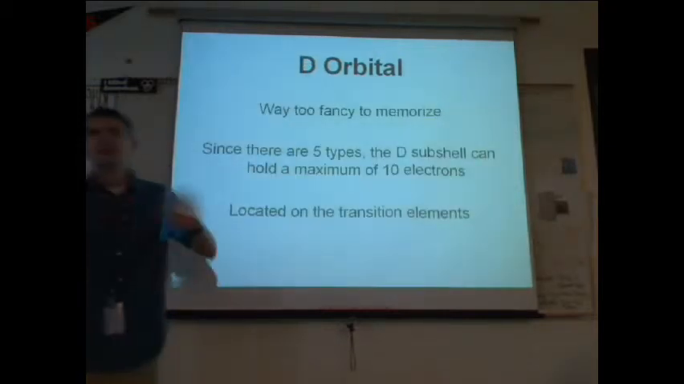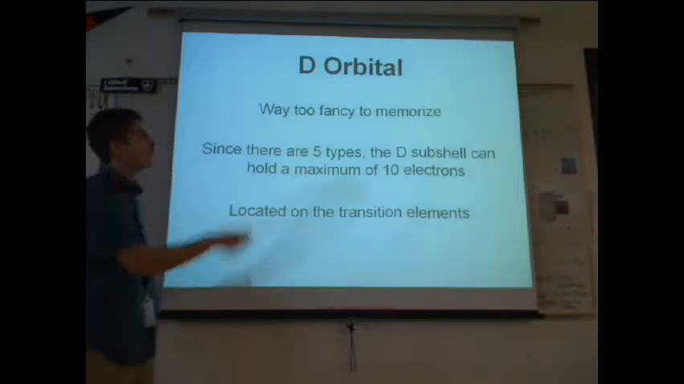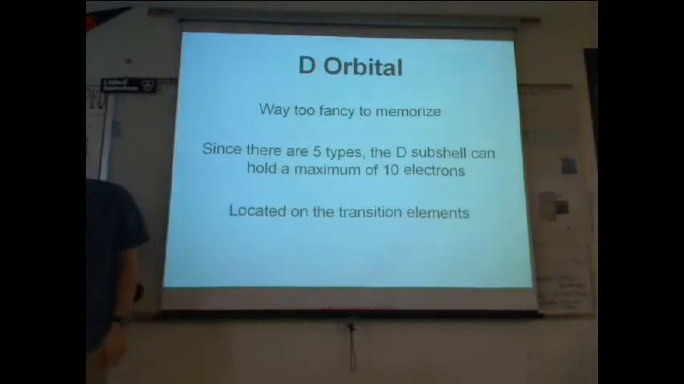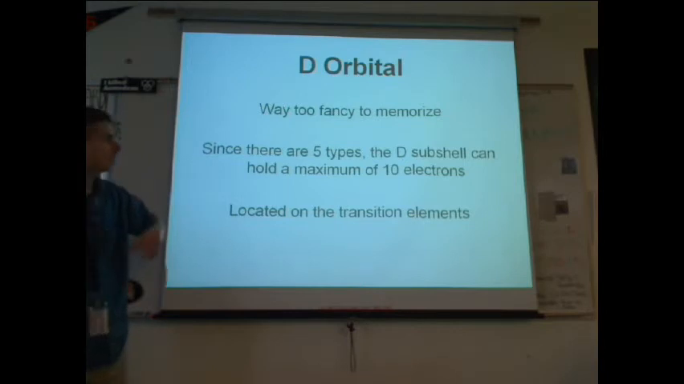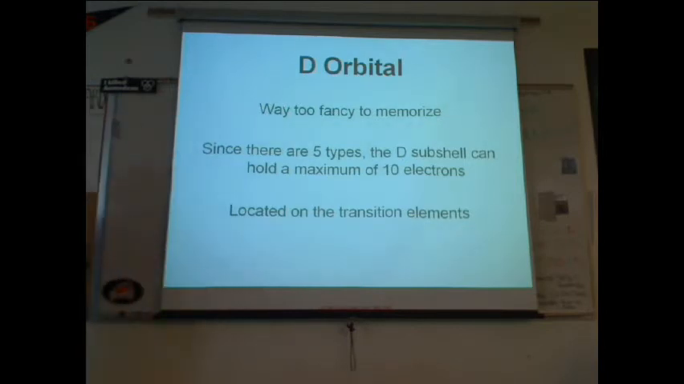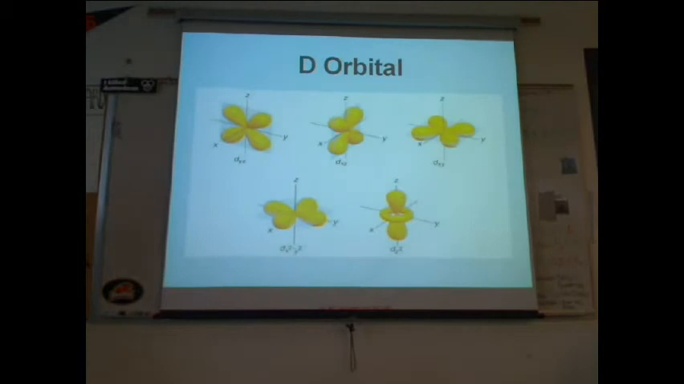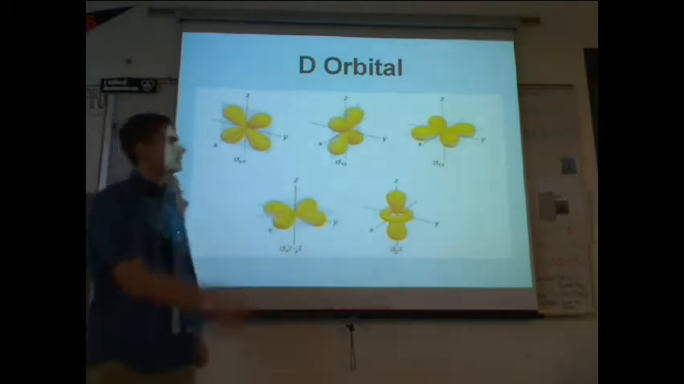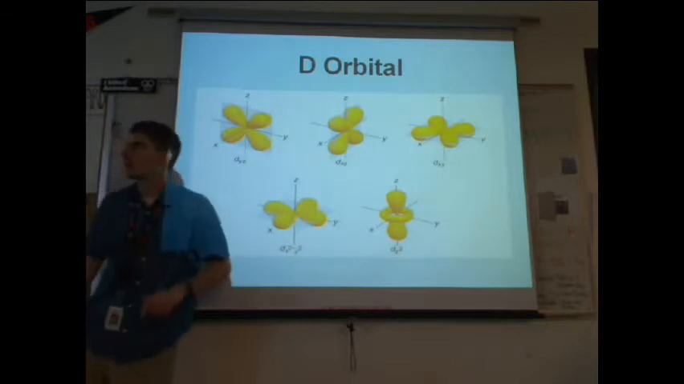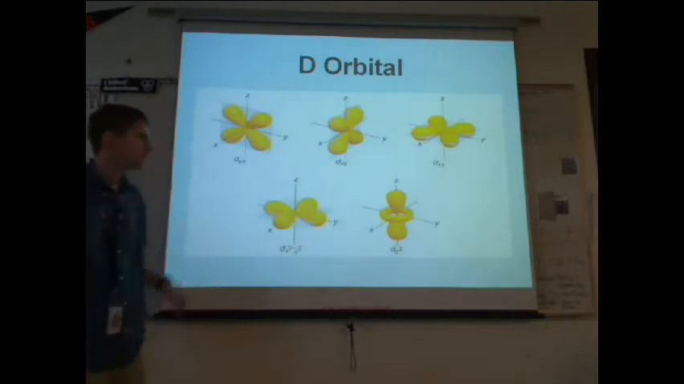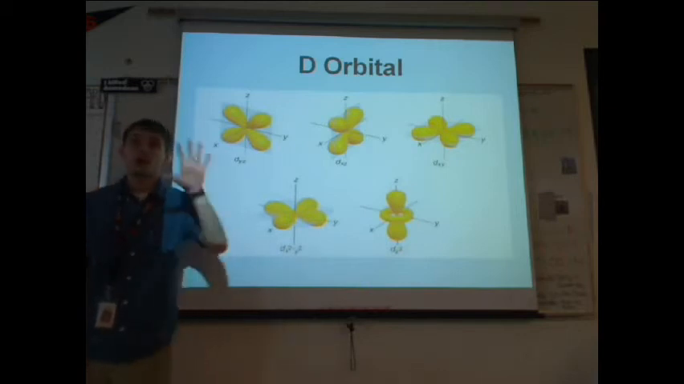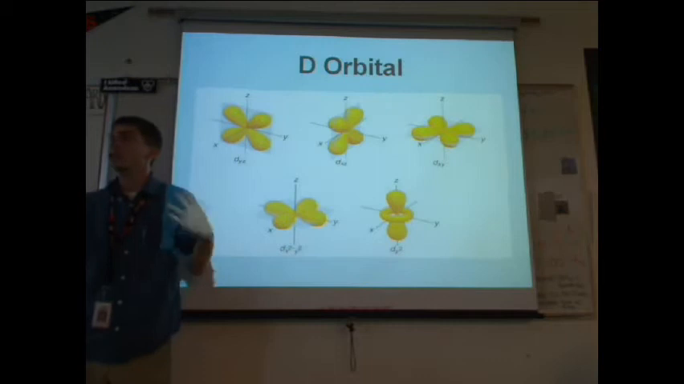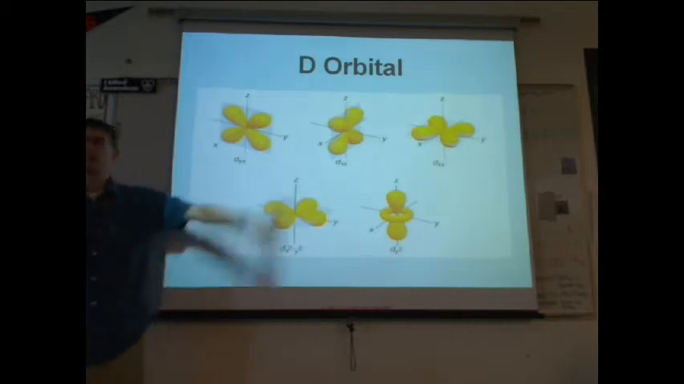D, way too fancy, right? We don't need to worry about DXY, DYZ, DXZ, DX squared minus Y squared, or DZ squared. You don't need to know all that stuff. But there's 5 different types, and they're located in the transition metals. So don't worry about it. Know that there are 5, know that they hold 10, but you don't need to know their names or any of that kind of stuff.